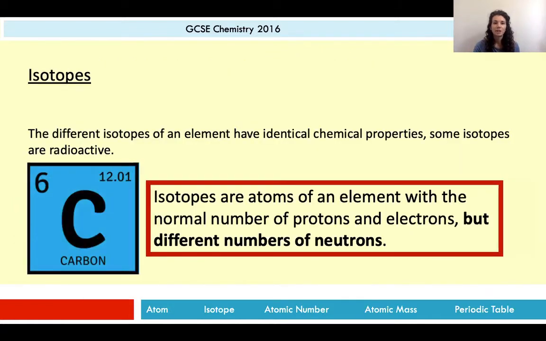So an isotope is an atom of an element with a normal number of protons and electrons. Remember, if the proton number changes, the whole element would change, so that never changes. But an isotope has a different number of neutrons. And that's quite a common exam question in GCSE papers, asking the definition of what an isotope is. So if you'd like to pause the video and copy down that definition in your notes, that would be great.